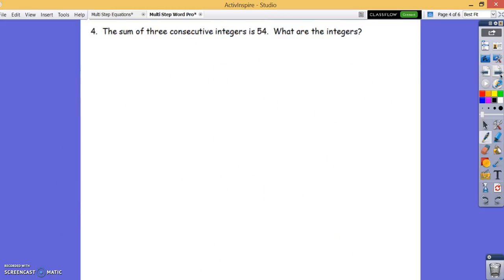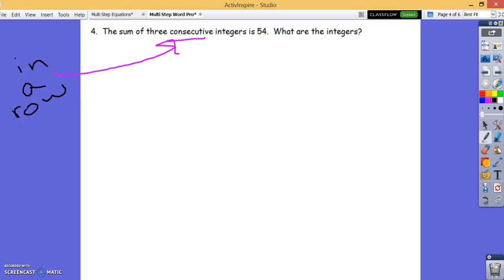Okay, next, now you're going to need to know a little bit of vocabulary for this. So we're going to go through this one together. The sum of 3 consecutive integers is 54. What are the integers? Now, the word consecutive is important here. If you win 3 consecutive games, that means you won 3 games in a row. So what this means here is in a row, and I want you to annotate that on your sheet as well. Consecutive means 3 numbers in a row.